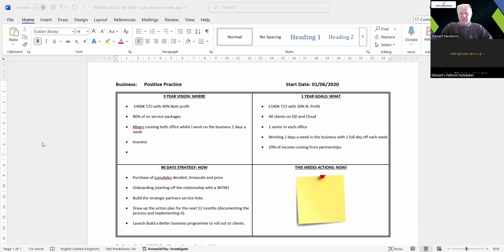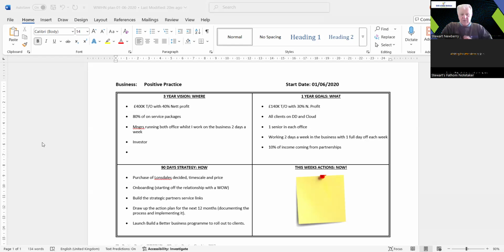Okay, let's look at the meat of the 90-day business action plan, which is a 90-day strategy. How are you going to achieve all this? So this is actually not KPIs, these are tasks. What do you need to do to make your business able to achieve those goals and that vision that you previously just set out?